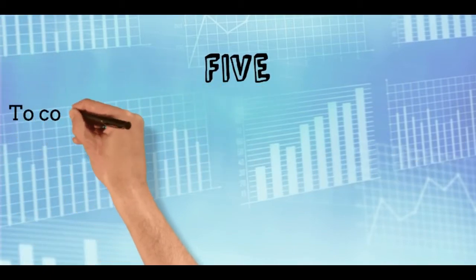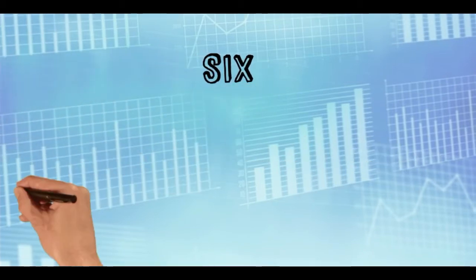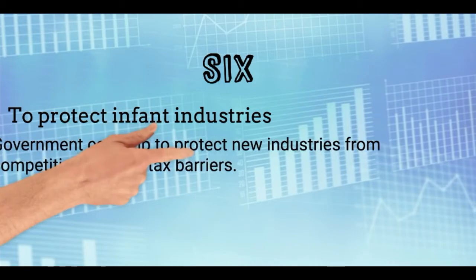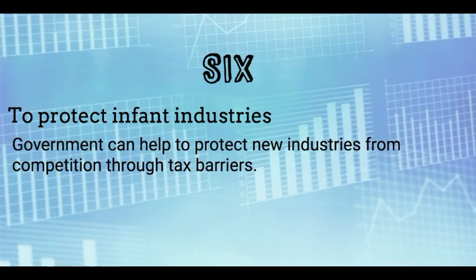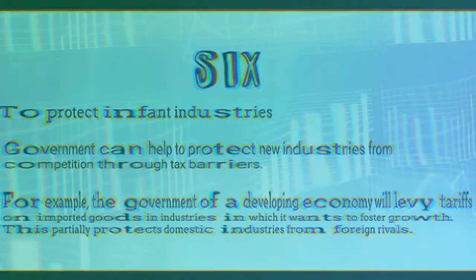5. To control inflation. Taxes can be used as anti-inflationary devices. This can be possible if the government increases direct tax without increasing the expenditure. 6. To protect infant industries. Government can help to protect new industries from competition through tax barriers. For example, the government of a developing economy will levy tariffs on imported goods and industries in which it wants to foster growth. This partially protects domestic industries from foreign rivals.